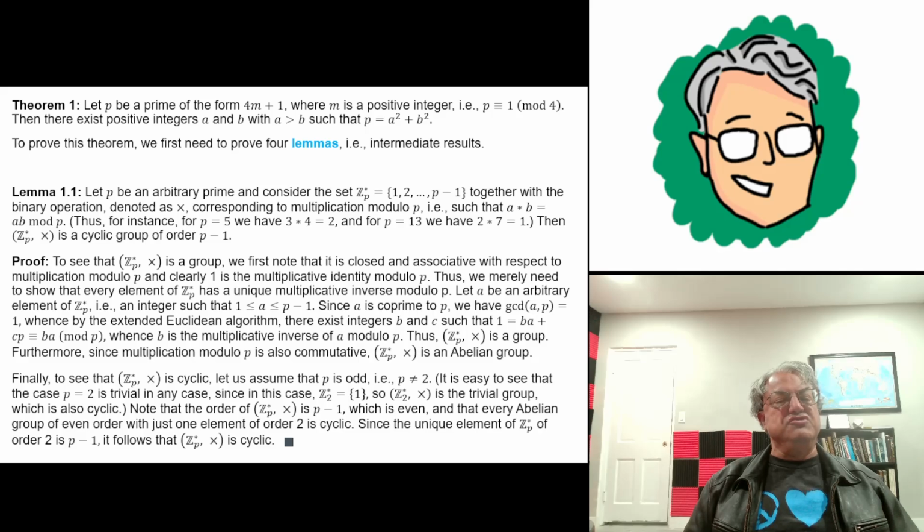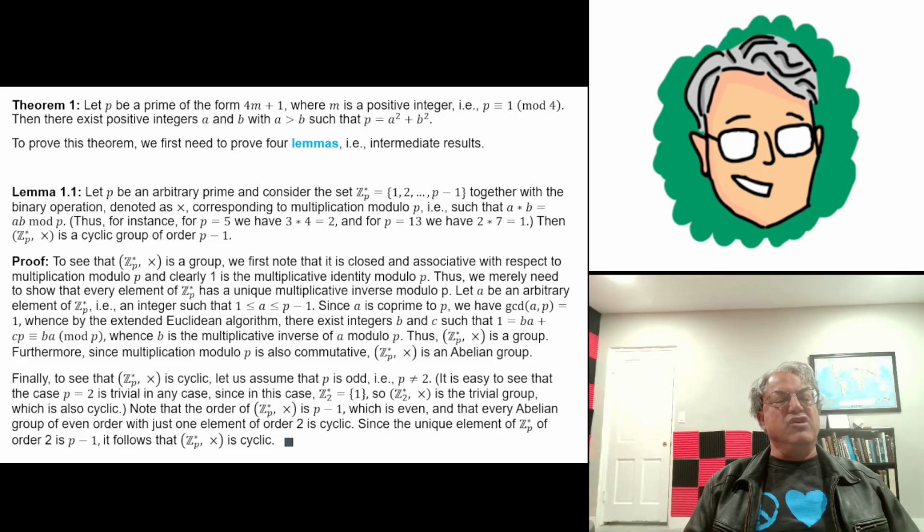And so here's what we do. We're thinking of these ordinary integers now. Let a be any element of our set Zp star. That means a is just any integer between 1 and p minus 1 inclusive. And we want to show that there's a unique inverse of a. We'll call it b. So we want to show that there exists an integer b such that the ordinary product ab is congruent to 1 modulo p. That means that a times b is equal to 1 in this group, because we're doing everything mod p.